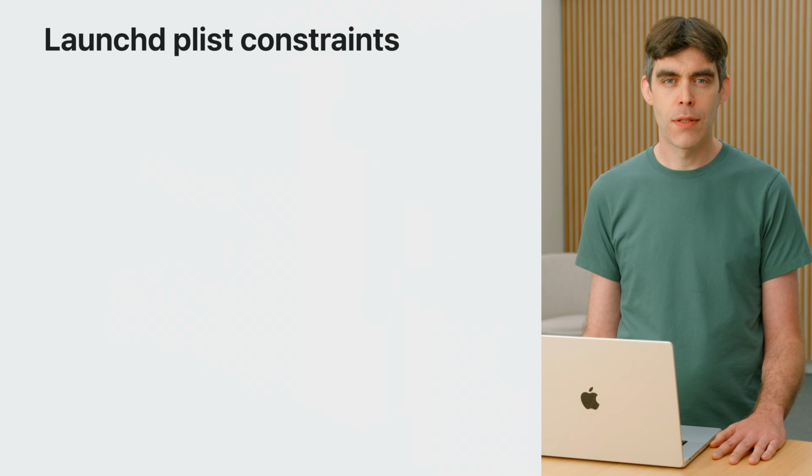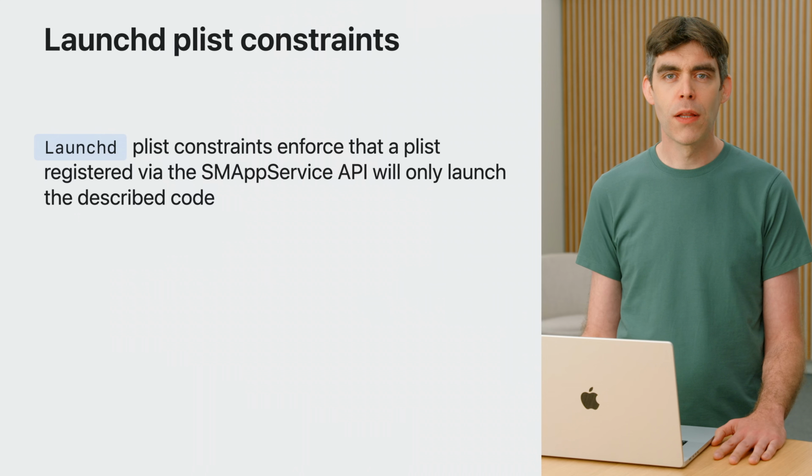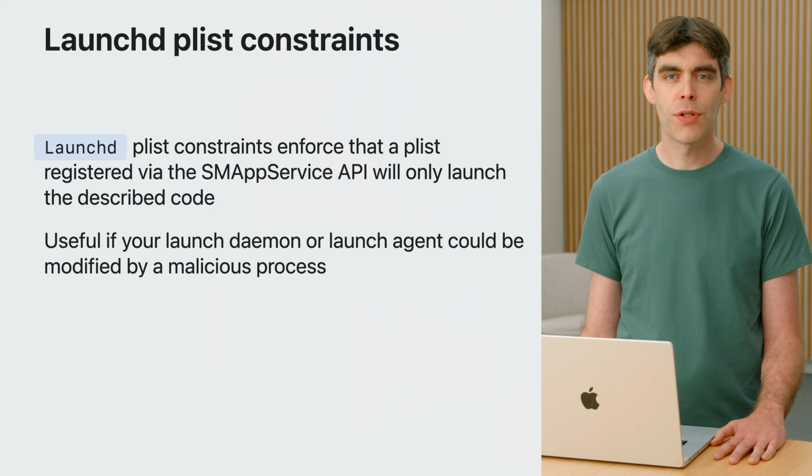You can also specify an environment constraint in your LaunchD plists for launch agents and launch daemons. When you register your plist using the SMApp service API, the OS will enforce that only a process that meets the constraint will be launched on behalf of your plist. This feature is useful to ensure that malicious code doesn't gain persistent execution based on user approval of your app's background activities.